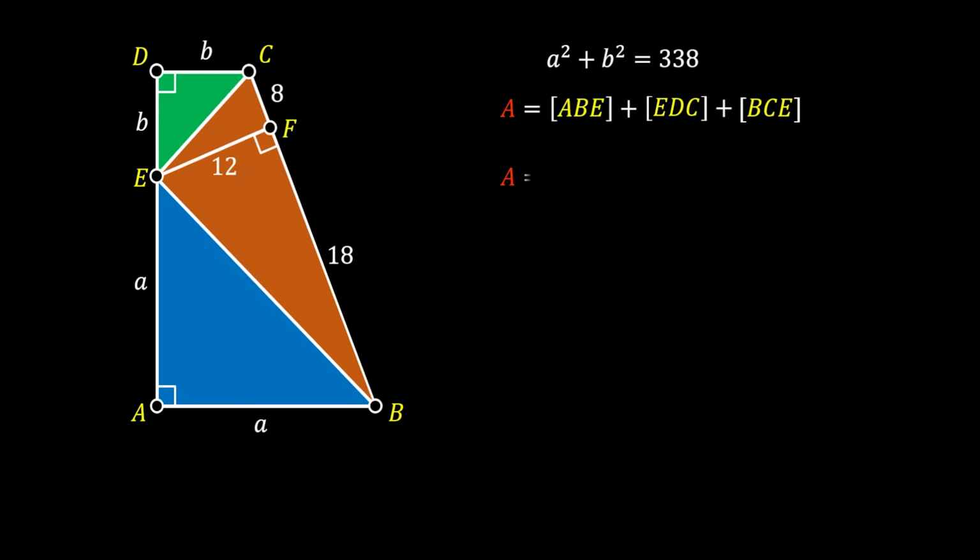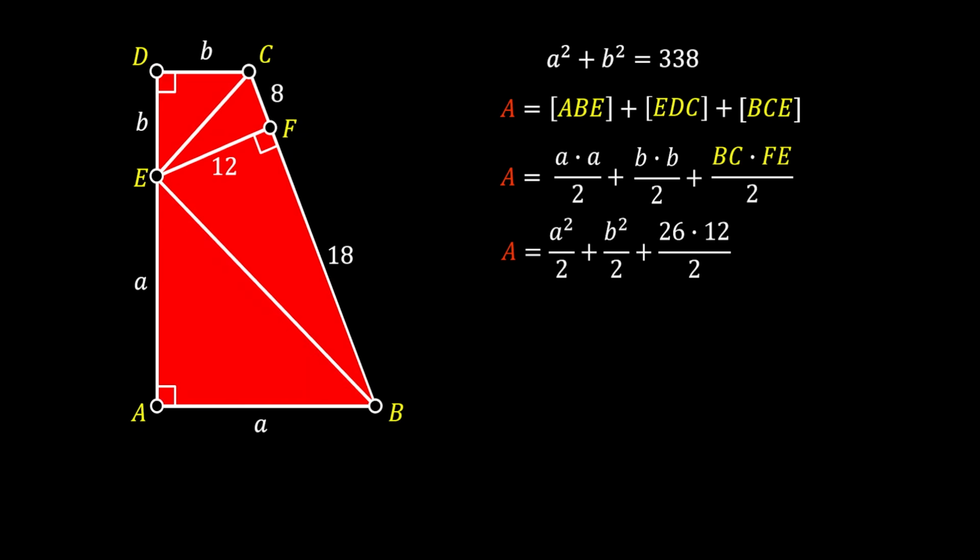So we can say that for the triangle ABE, its base is equal to a and the height is equal to a as well, since this is an isosceles triangle. The same thing applies for the triangle EDC. And the triangle BCE will have the base of BC and the height of FE. So now we can simplify this and substitute the values for BC and FE from the sketch. And if we group the first 2 terms, we will get that this is equal to a squared plus b squared over 2 plus 312 over 2.